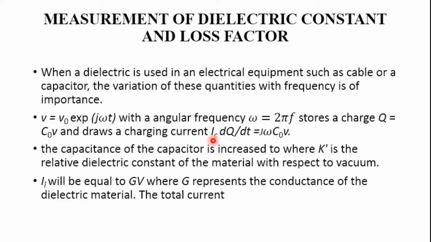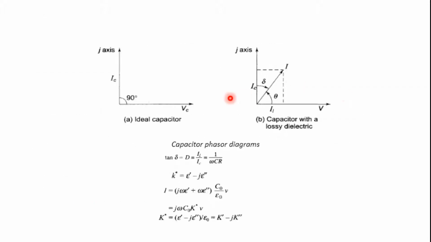Then the capacitance of the capacitor is going to be increased by a factor k. This is nothing but the relative dielectric constant of the material with respect to a vacuum. Then IL will be equal to G into V, where G represents the conductance of the dielectric material. Then the total current can be written as I is equal to IC plus IL. So what do we mean by IC? IC is nothing but the charging current, and IL is nothing but the loss component of the current.